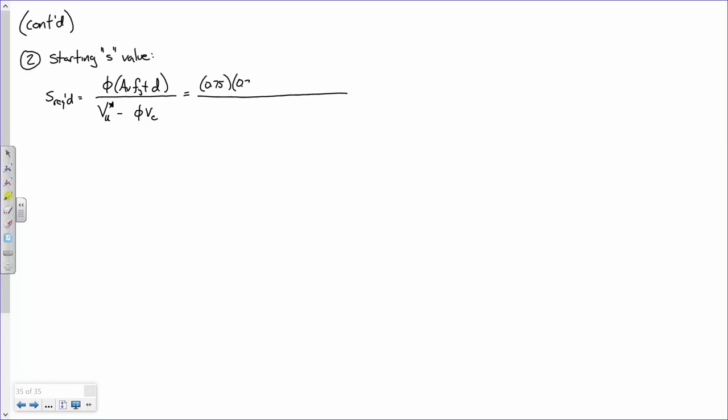0.22 square inches. Okay, FY is 60 KSI. That T does not look like a subscript. That's going to bug me. Everybody's going to be like, what's T? It's not. It's a subscript. There we go. All right.